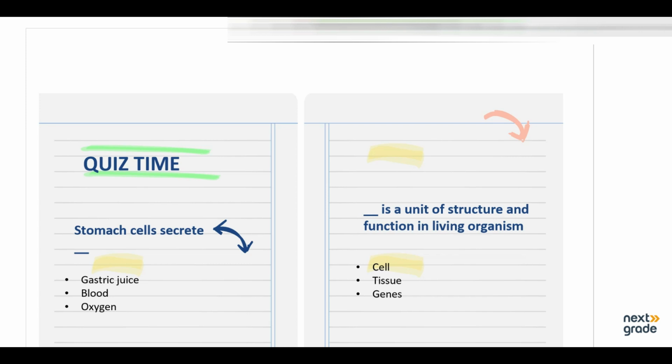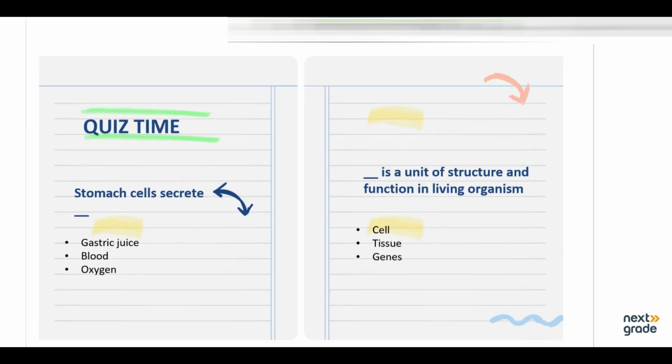So now is the quiz time for you guys. The first MCQ that we got for today is: stomach cells secrete dash. Gastric juice, blood, oxygen. As we all know by now, stomach cells secrete gastric juice. So here option 1 is correct. Dash is a unit of structure and function in living organisms. The options are cell, tissues or genes. So here the correct answer is cell.